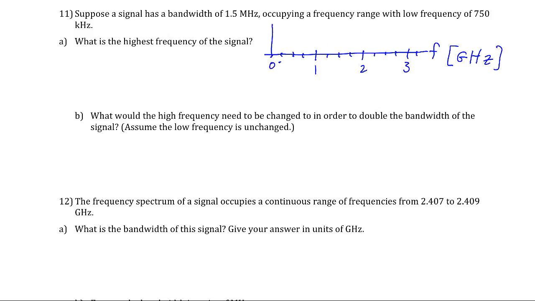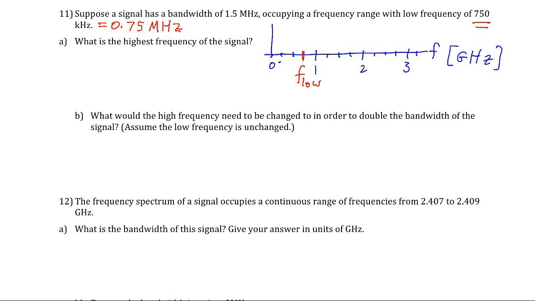And now I can draw a little picture of this bandwidth. It starts at 750 kilohertz, which is 0.75 megahertz. And so that starts here. This is F low. And it has to be 1.5 megahertz wide, which is going to be 6 of these 0.25 chunks. So 1.5 is 0.25 times 6, and so 6 chunks takes me up to 1, 2, 3, 4, 5, 6, up to 2.25.